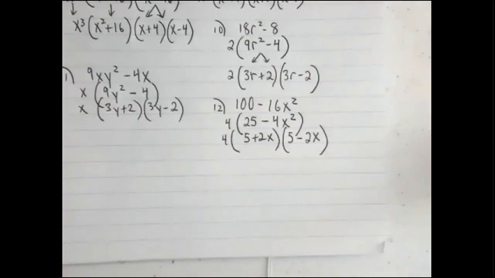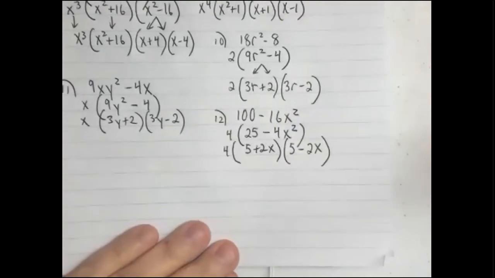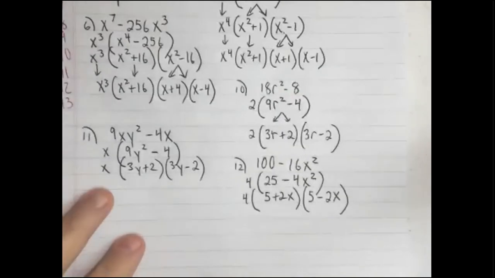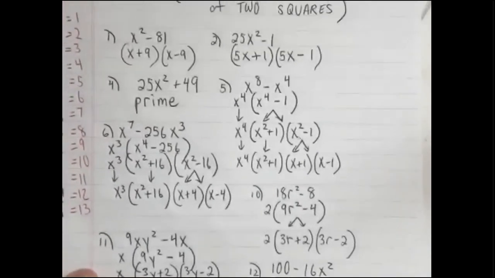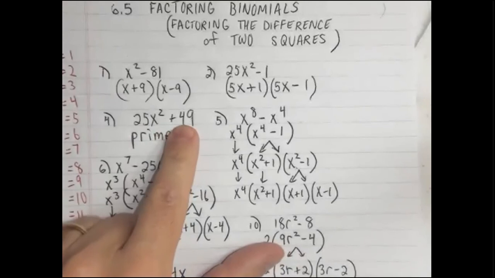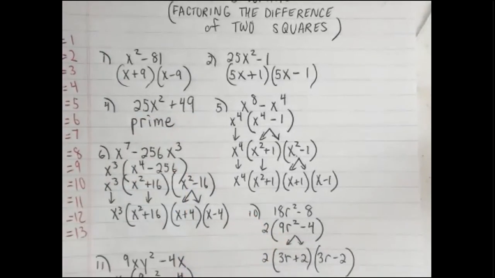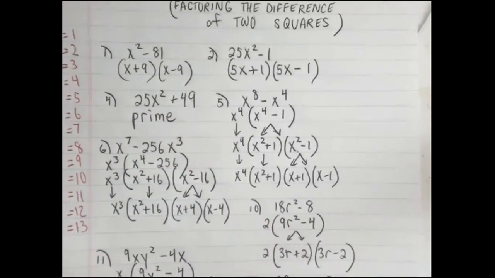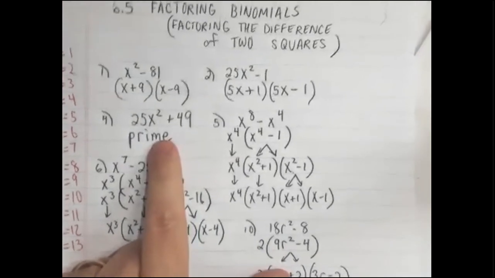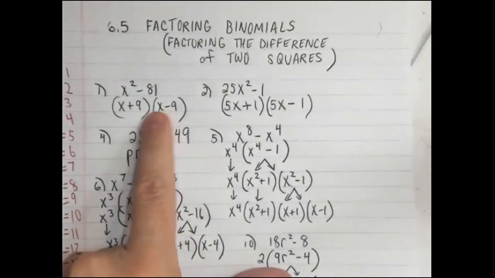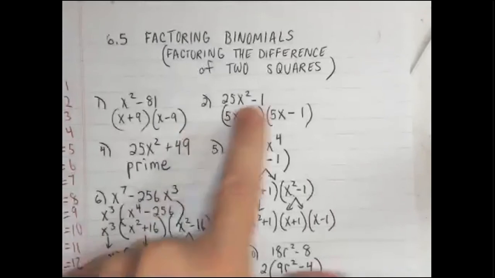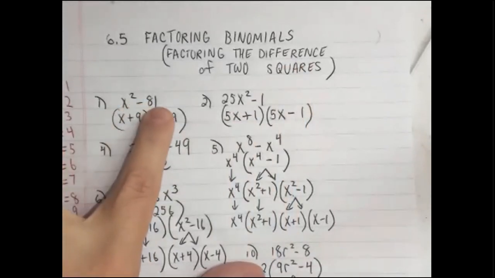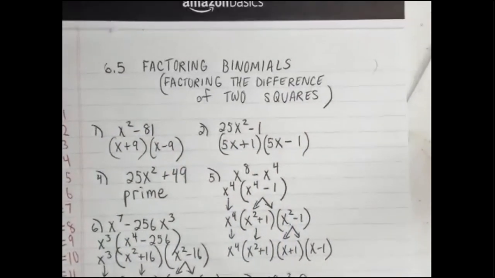All right, so some new stuff with factoring these binomials. Just again, I'll remind you guys, when it is a positive, that's where you would say it's prime. Just remember, you can't factor it unless you have the difference, again, the subtraction, of two perfect squares.